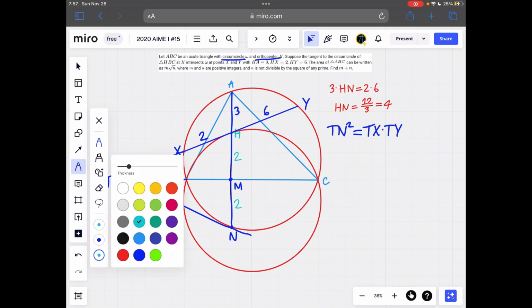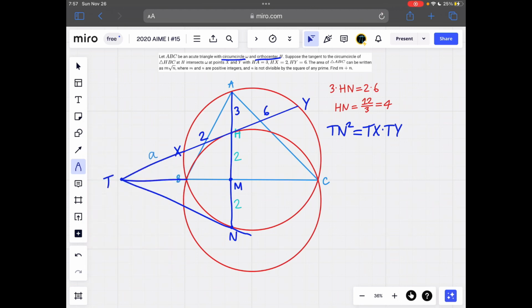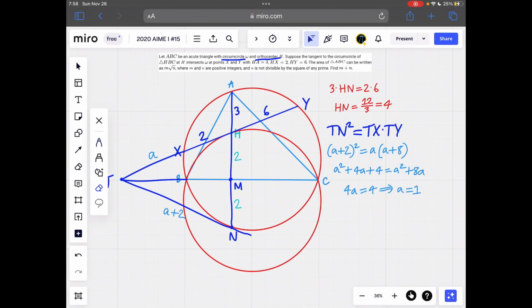So if we let TX equal a, then TH and TN are the same length and they're equal to a plus 2. So TN squared is a plus 2 squared. It's TX times TY, which is a times a plus 8. And we have to solve this equation for a. We end up getting a squared plus 4a plus 4 equals a squared plus 8a. So 4a plus 4 is equal to 8a, and that means 4a is equal to 4, so a is equal to 1. And we can replace a with 1 and a plus 2 with 3.